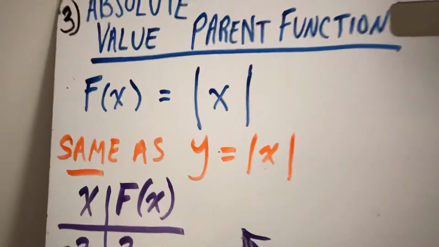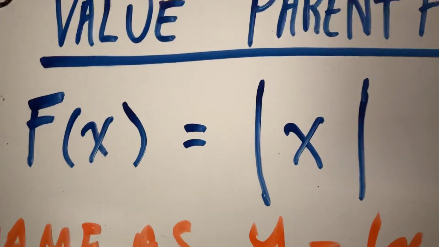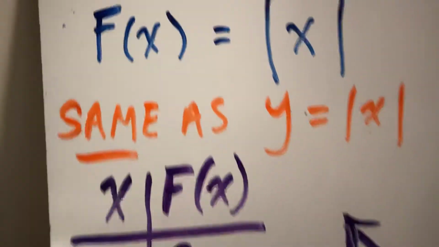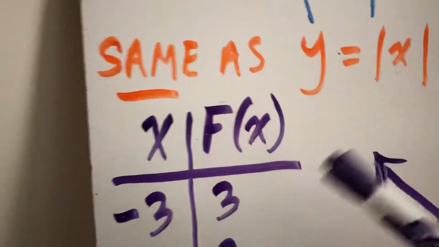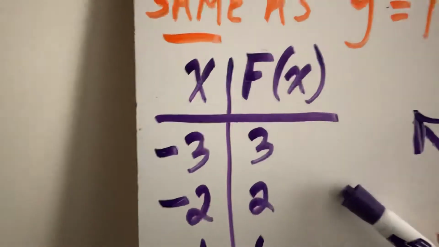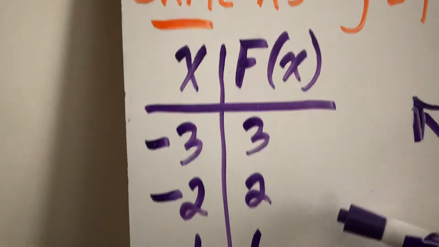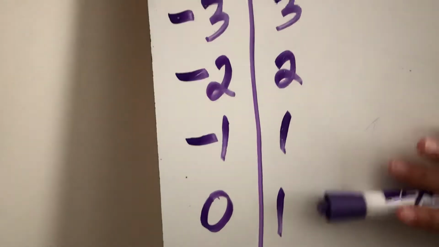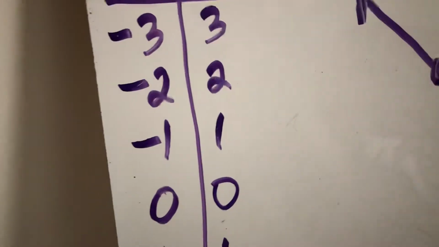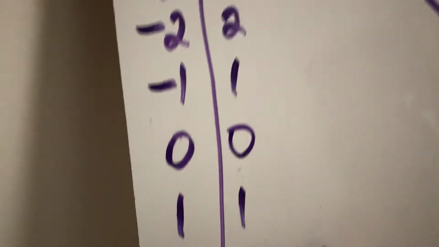All right, so for example, f of x equals absolute value of x, which is the same as y equals absolute value of x. So if x is negative 3, f of x is positive 3. If x is negative 2, f of x is positive 2. Negative 1, positive 1. 0 is not 1. Sorry, 0 is 0. Thank you, Adriana. Because I knew that. Very good. I learned it. Very good. 0 is 0. 1 is 1, 2 is 2, 3 is 3.